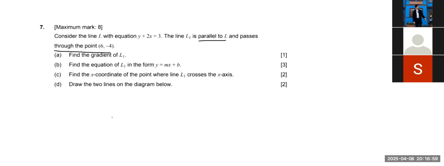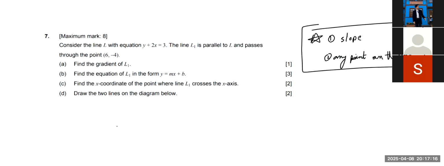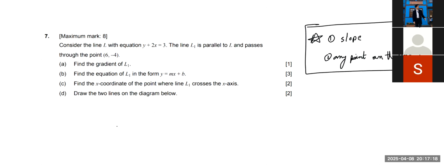Okay, now remember this. To find the equation of a line, you need two things. You need one, its slope, and two, any point on the line. These are the only two things you will ever need to find the equation of a line. Okay. Now, how do you do it in this specific case?